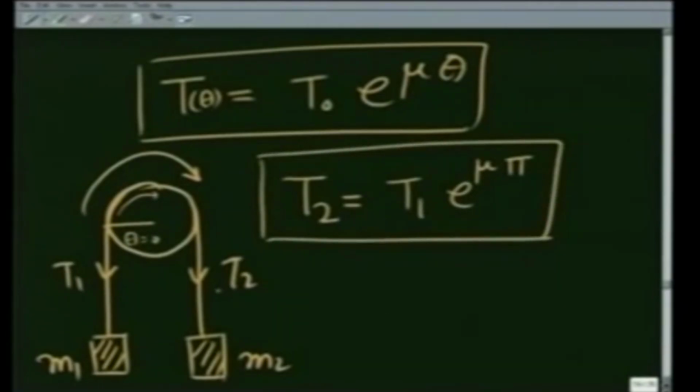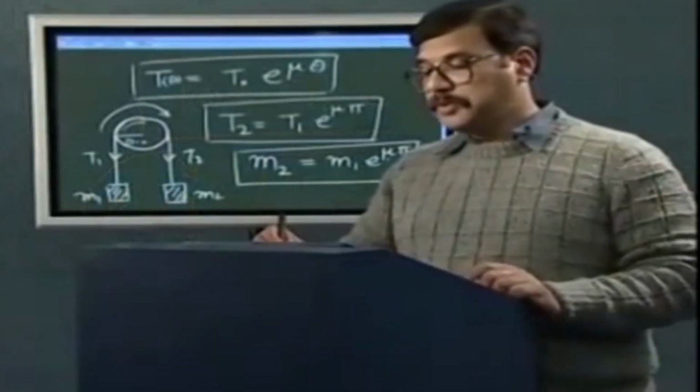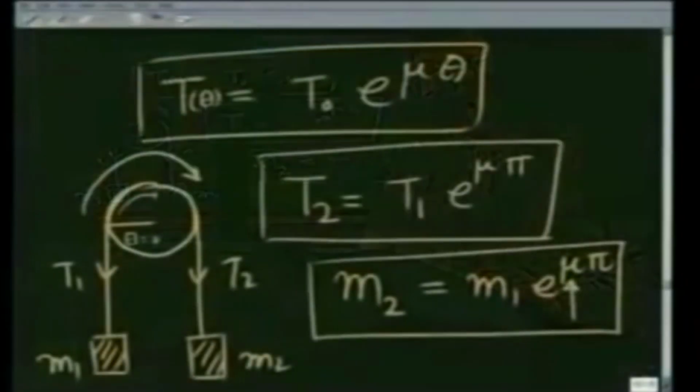Since the tensions balance the masses, I also have m2 equals m1 e raised to mu pi. g cancels from both sides. You can see because of the friction mu, a very small mass m1 can balance a mass much larger than itself, which is m1 times e raised to mu pi. This has practical uses.